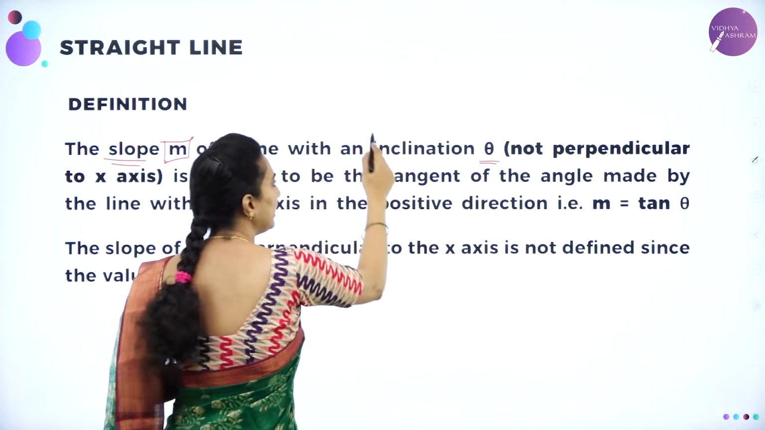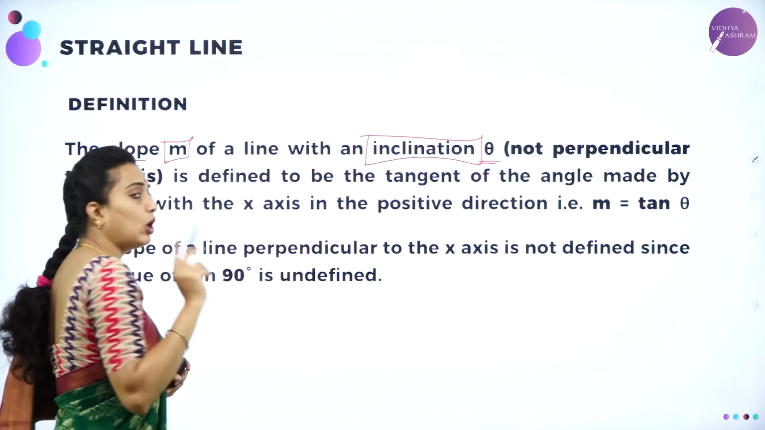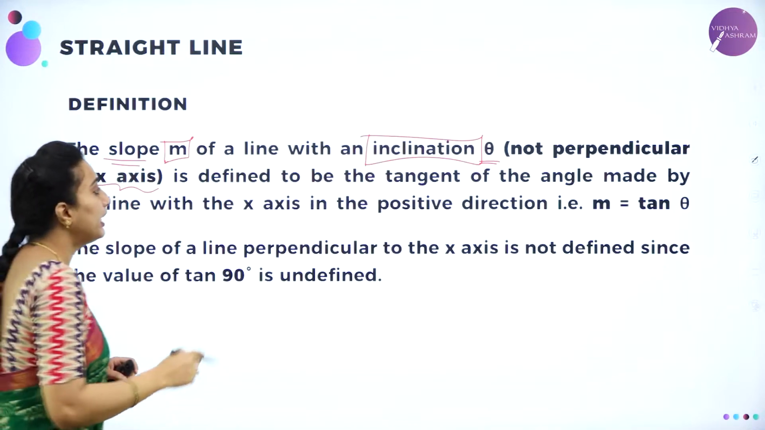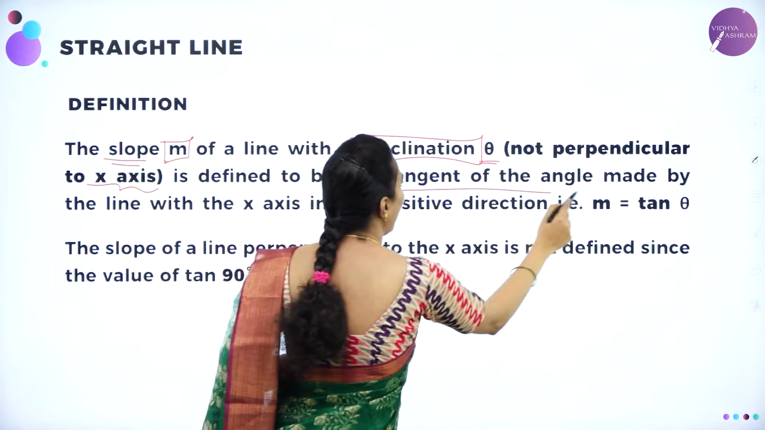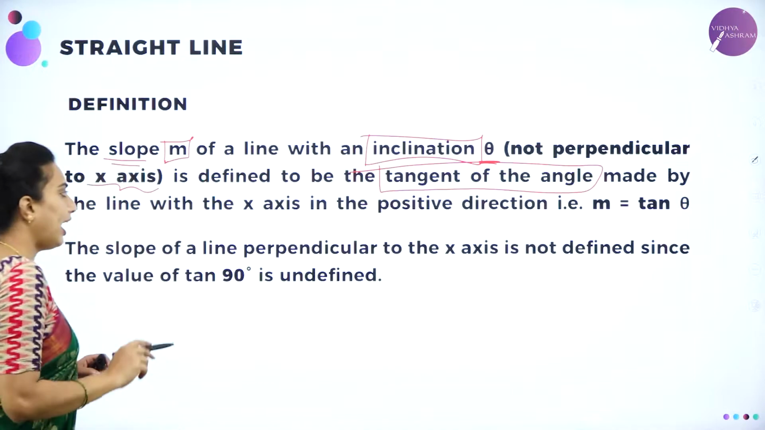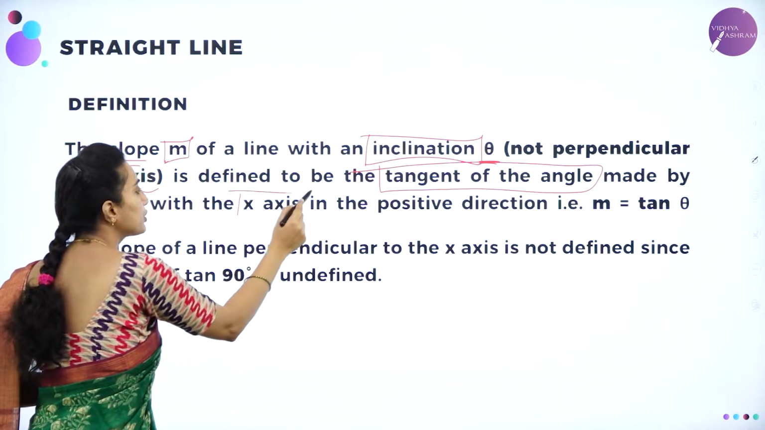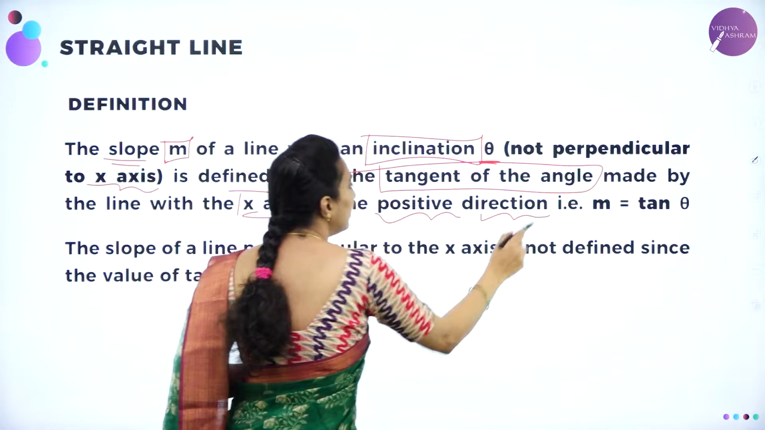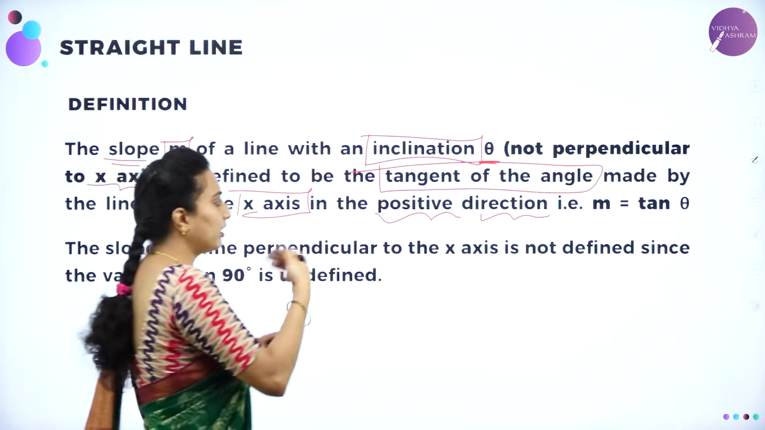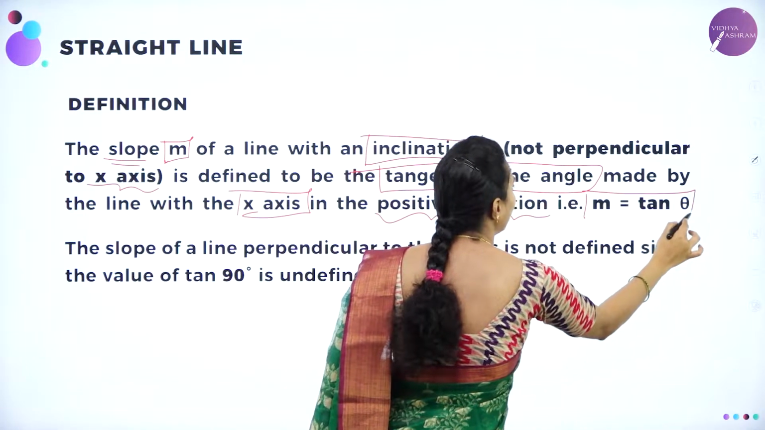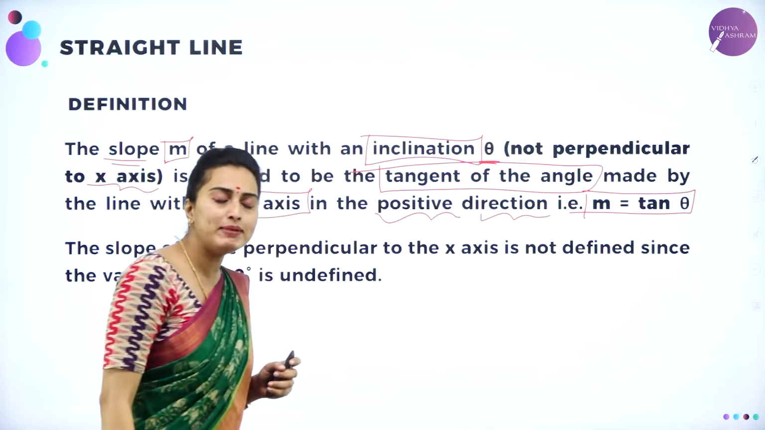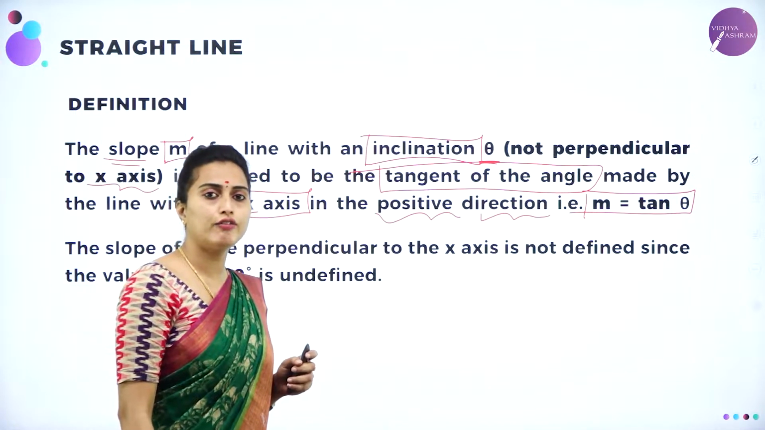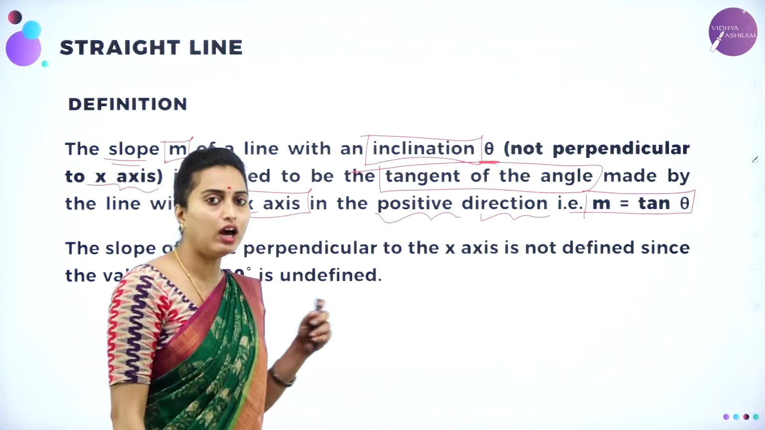And how are we going to define it? The slope, which we name as the letter m, of a line with inclination theta, theta being the inclination, and not perpendicular to the x-axis, as I already told you, is defined to be the tangent of the angle made by the line with the positive direction of the x-axis. This is very important. In the negative direction, it will be negative, that means the clockwise direction. We define the formula: m is equal to tan theta, which is the slope or gradient of a line formula, isn't it?